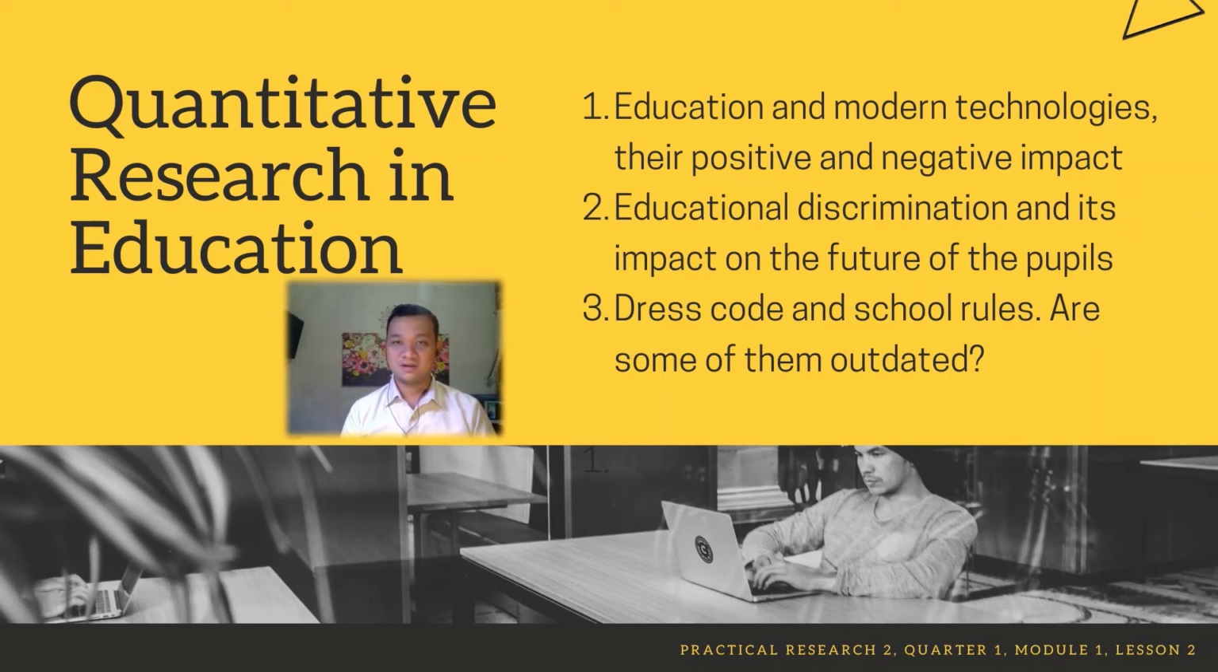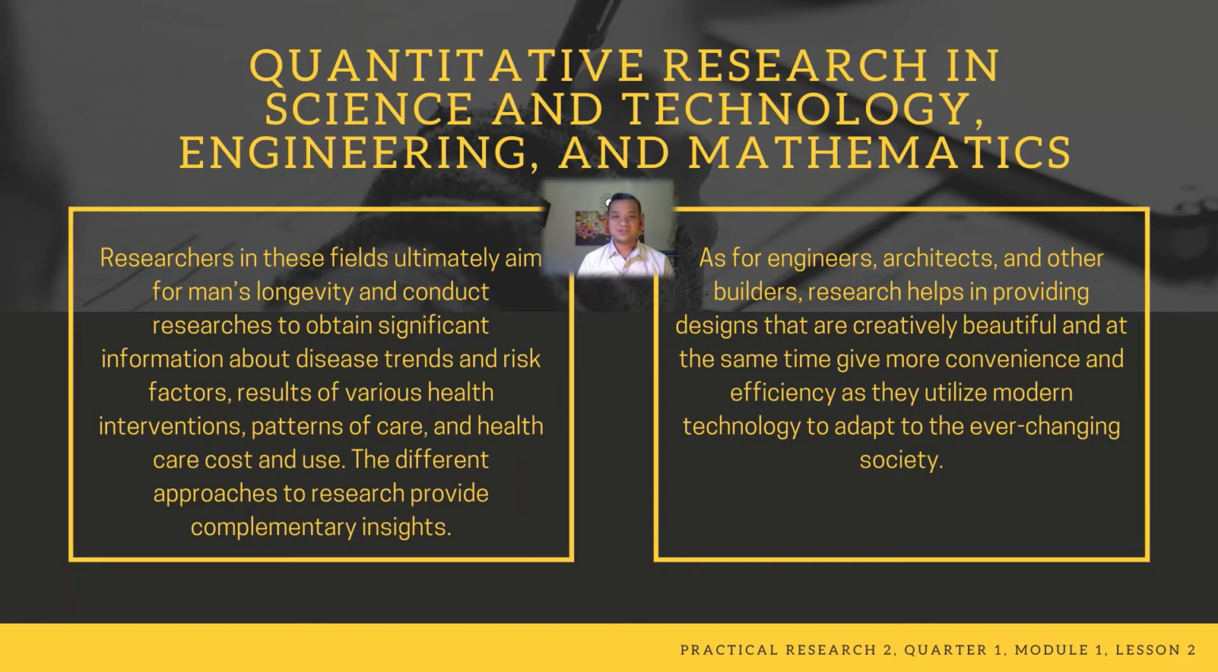Number 1, education and modern technologies, their positive and negative impact. Number 2, educational discrimination and its impact on the future of the pupils. Or number 3, dress code and school rules. Are some of them outdated? Let's now move on to quantitative research in science and technology, engineering, and mathematics.